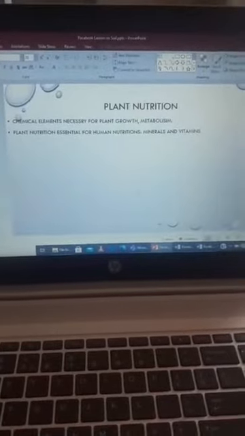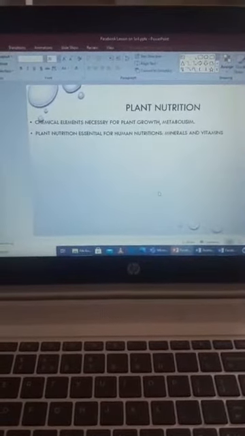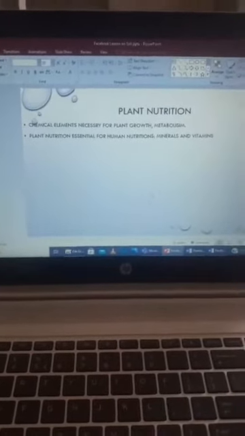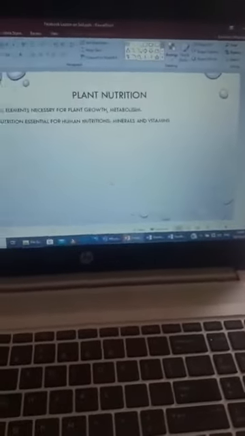And plants will tell you it's hot here, it's dry here. You need to be able to communicate with your plants and respond to what your plants need. So a chemical element is very necessary for plant growth and metabolism.